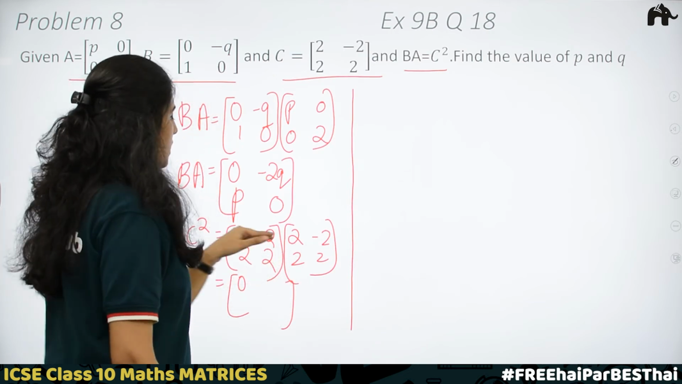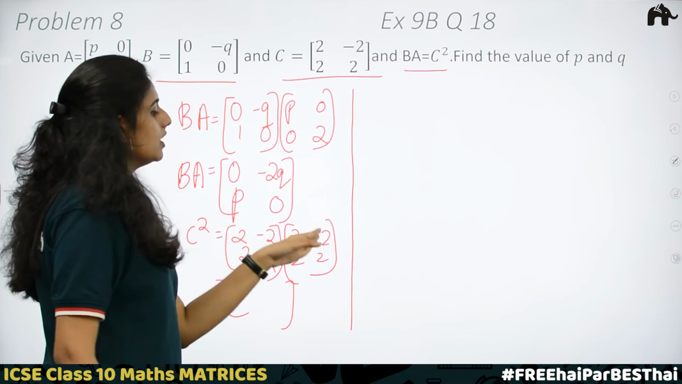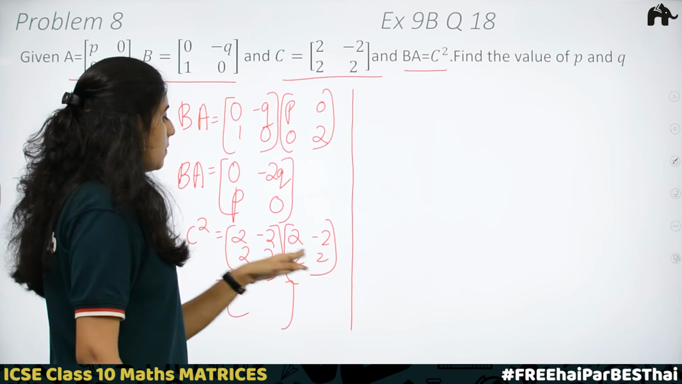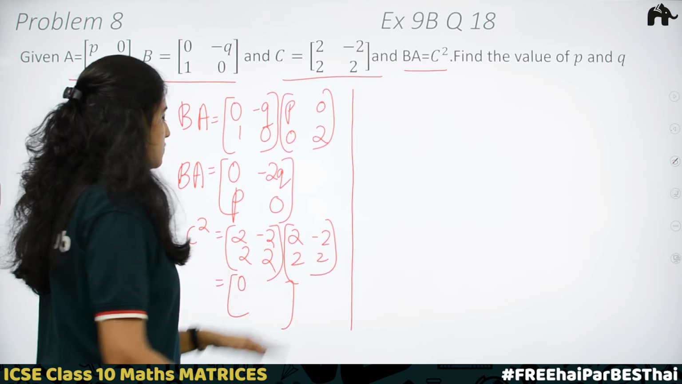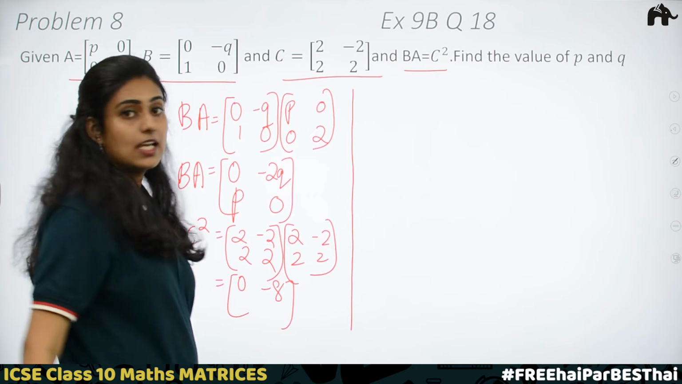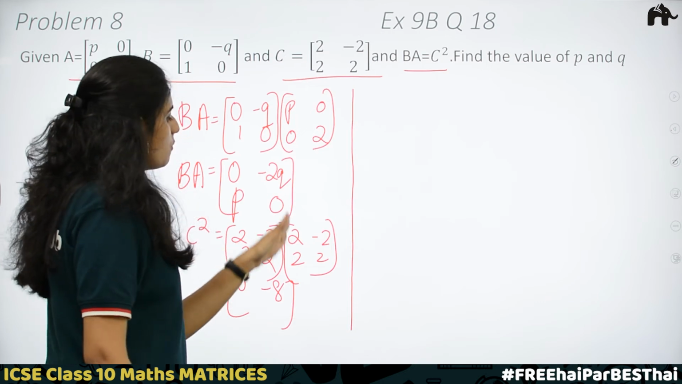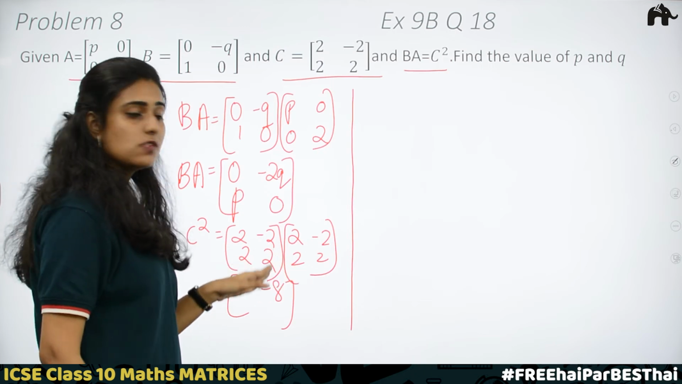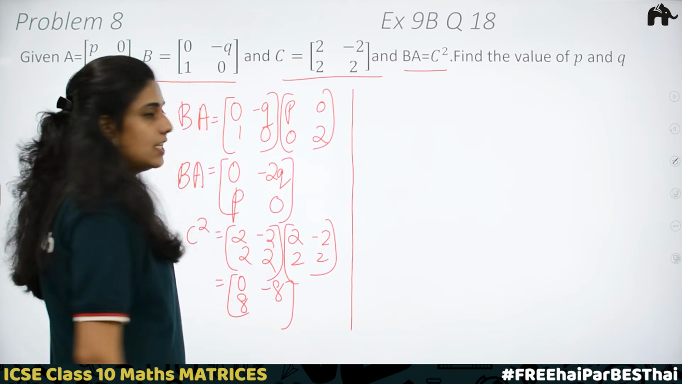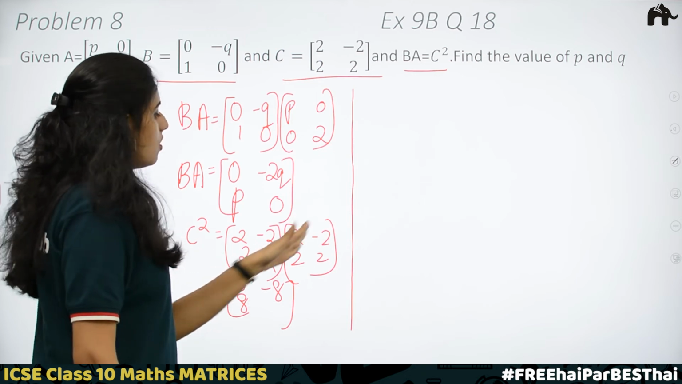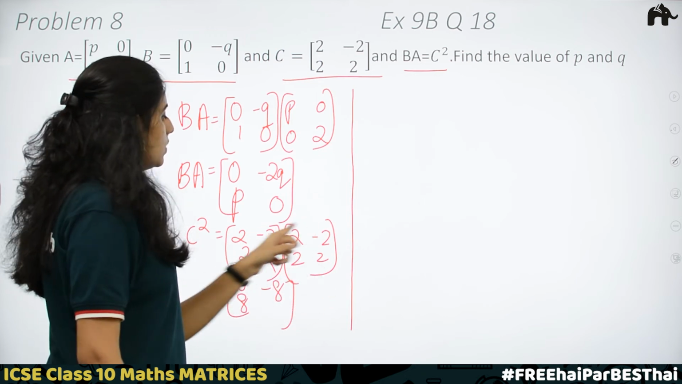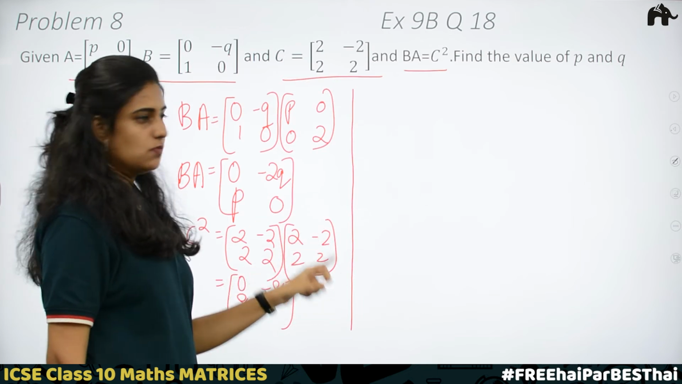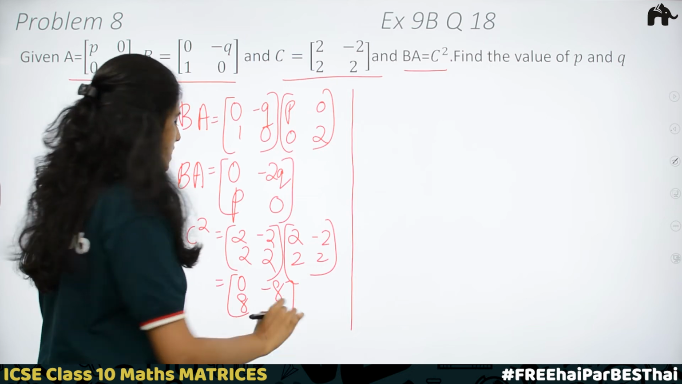Next element, first row, second column: 2 into minus 2 is minus 4, minus 2 into 2 is minus 4. Minus 4, minus 4, minus 8. Next element, second row, first column: 2 into 2, 4, 2 into 2, 4, 4 plus 4, 8. Next element, second row, second column: 2 into minus 2 is minus 4, 2 into 2 is plus 4, minus 4 plus 4 is 0.